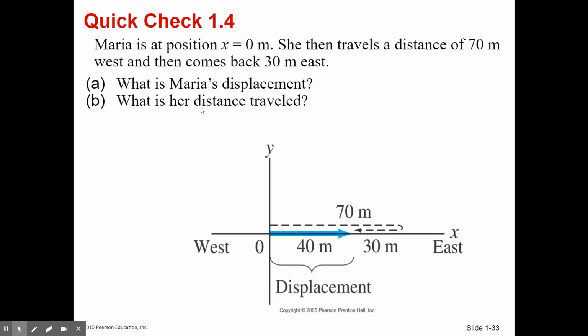Maria is at position x equals 0. She then travels a distance of 70 meters west and then comes back 30 meters east. What is her displacement and what is her distance?